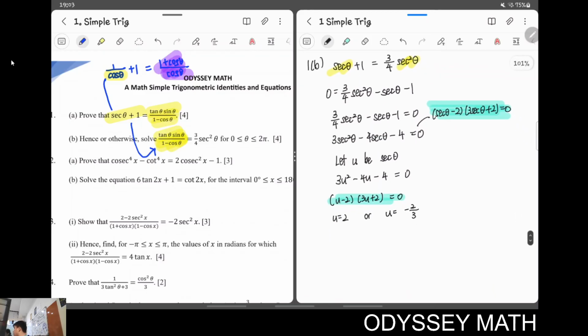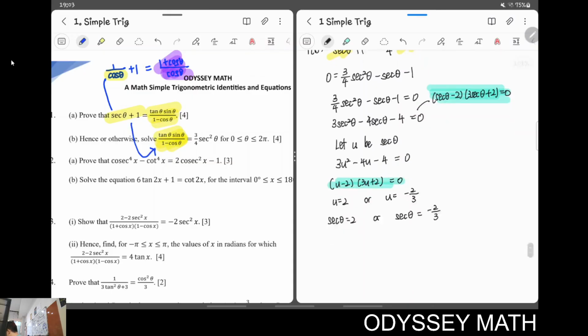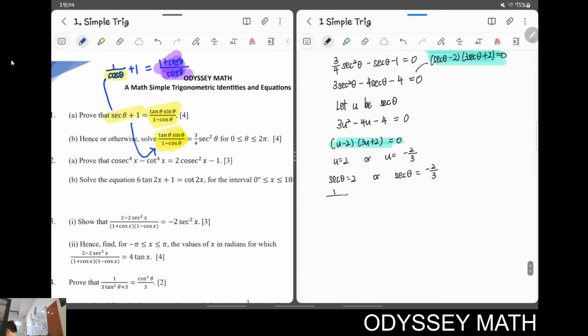And then remember, we are not solving for u. We are just writing it as u so that we make the equation simpler for us to see and factorize. So now replace the u back with secant theta. So secant theta equals to 2 or secant theta equals to minus 2 over 3. And secant theta, look at the third alphabet, is C, right? So it's 1 over cosine theta equals to 2. So cosine theta equals to half over here. Now, the other one is 1 over cosine theta equals to minus 2 over 3. So cosine theta would be equals to minus 3 over 2.